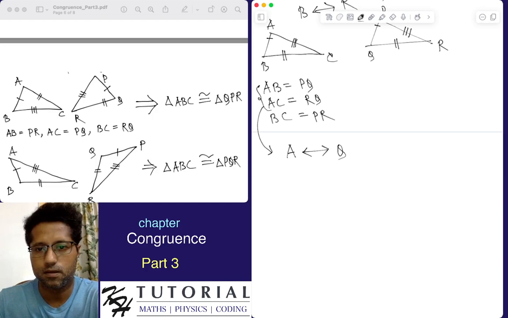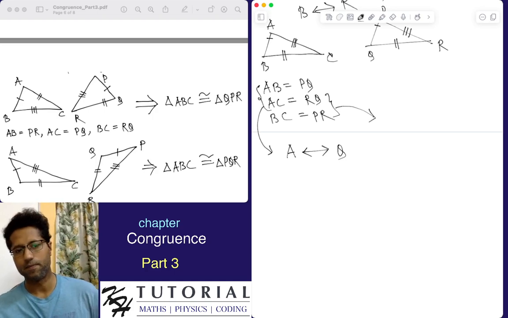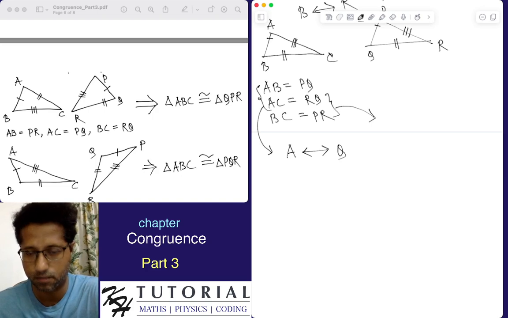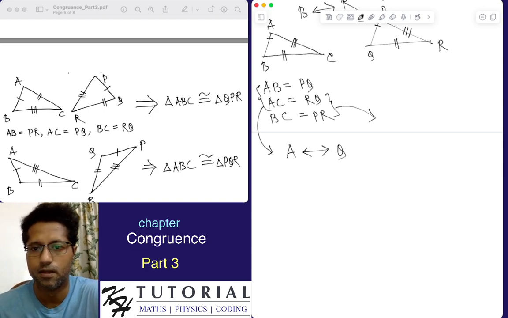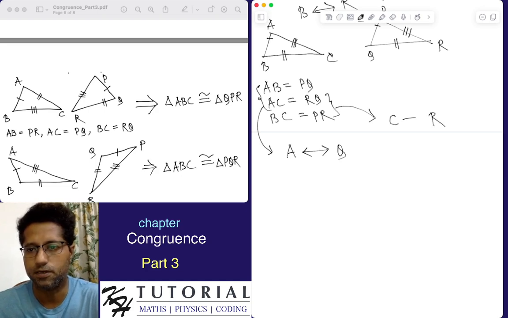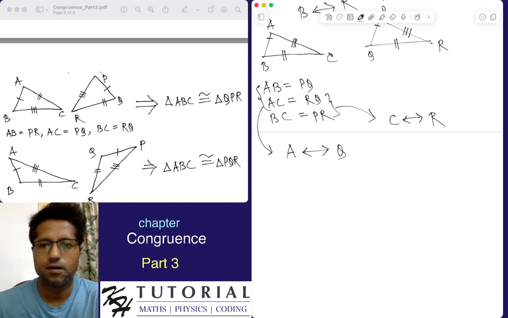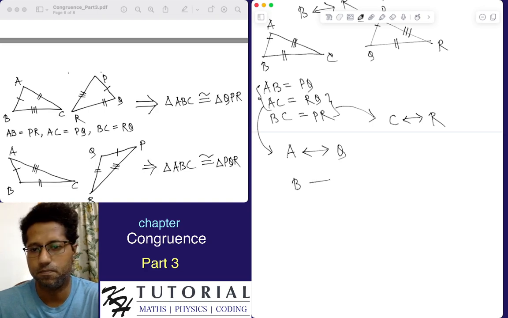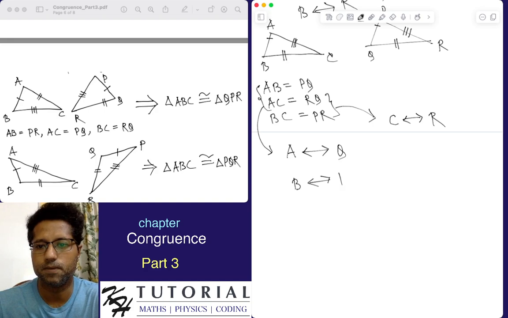If you take these two, we just need the two mappings of two vertices. Then the mapping of the third vertex will be automatically implied. Now from AC equals RQ and BC equals PR, we know the common point in the sides AC and BC is C, and the common point between RQ and PR is R. So we know there is a mapping between the vertex C and R, and so obviously then the vertex B has to map with P.